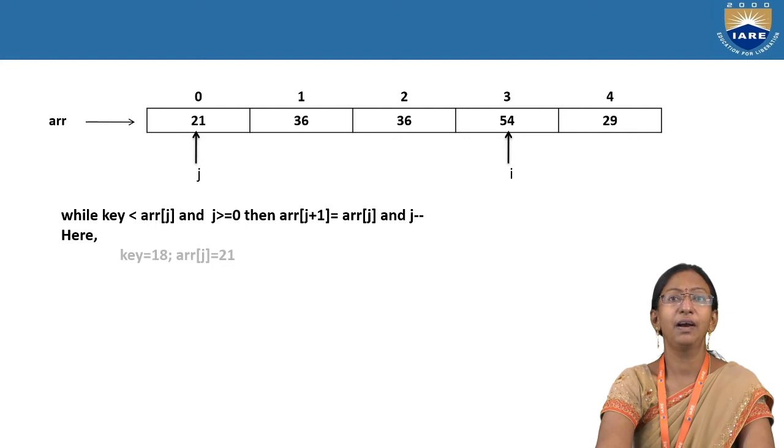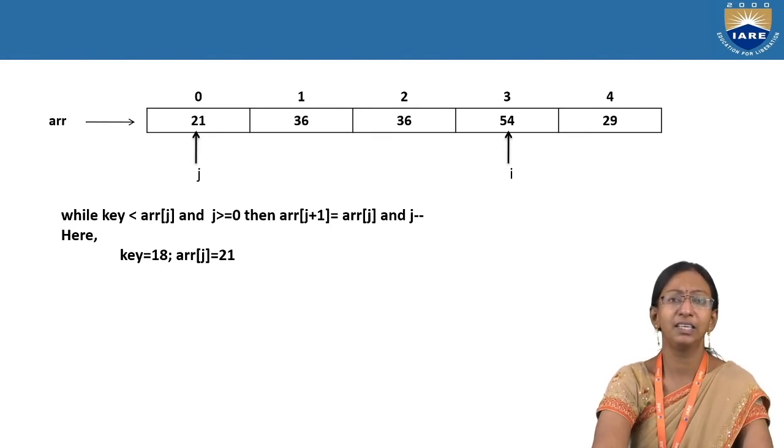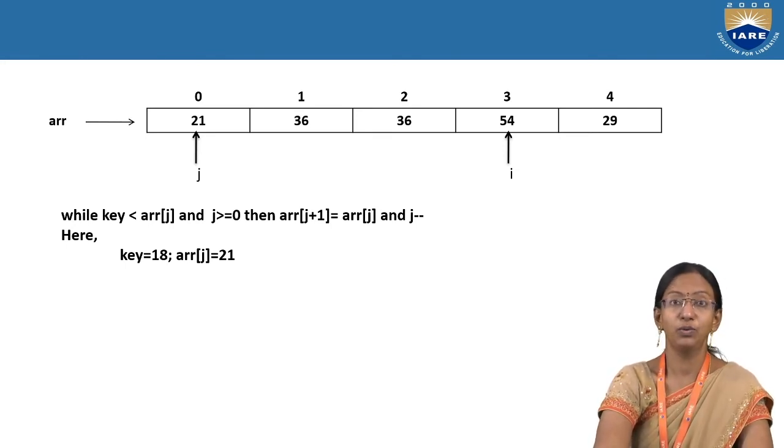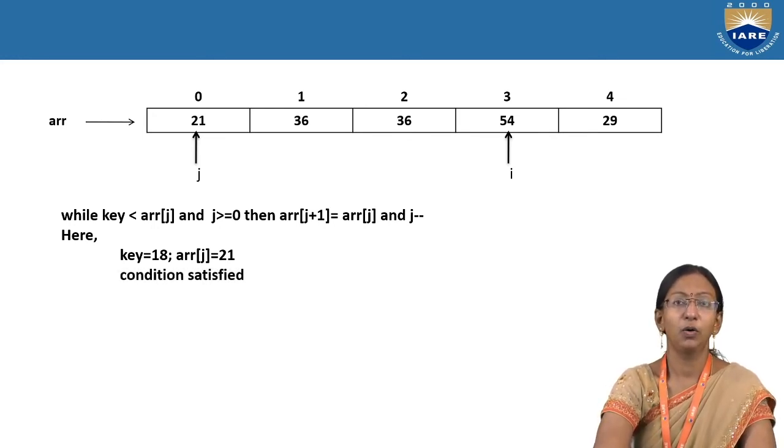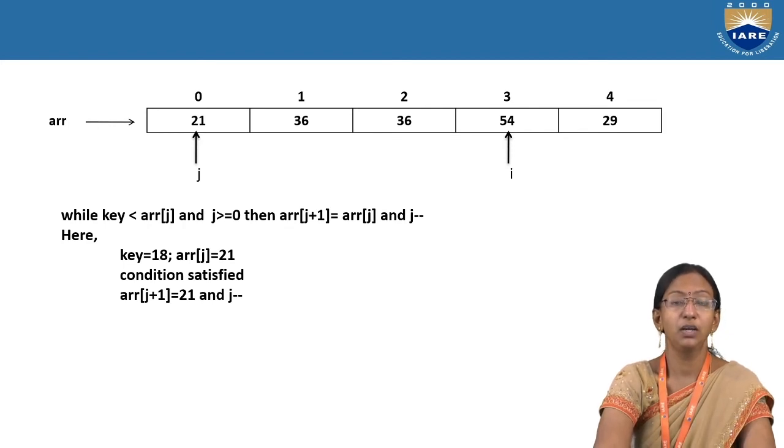Now again the key value is still 18 but J is pointing to a value 21. Compare between these two. As 18 is less than 21, the condition is satisfied. Obviously, J is not greater than but equal to 0. Even that condition is true. So condition satisfied. Now place the value pointed by J, that is 21, at index value 1. Right? So 36, which is right now at index value 1, will be overwritten by 21 and decrement J.